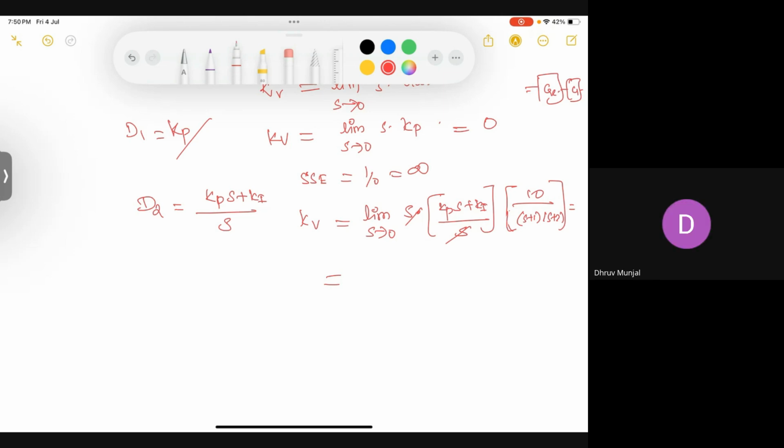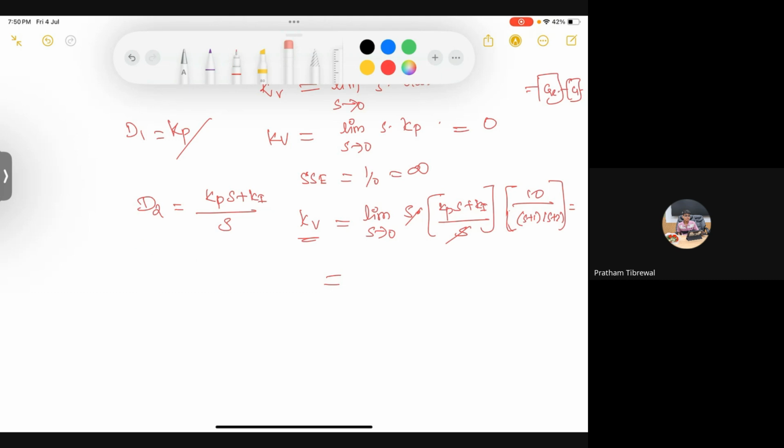It is a unit ramp input. Won't we put 1 by S? You will put 1 by S when you write in terms of steady state error. I am writing it in terms of Kv, so it won't come. Kv is different, and SSE is different.